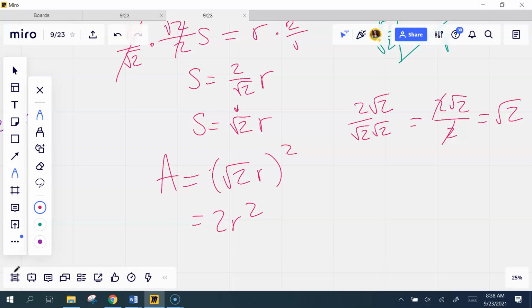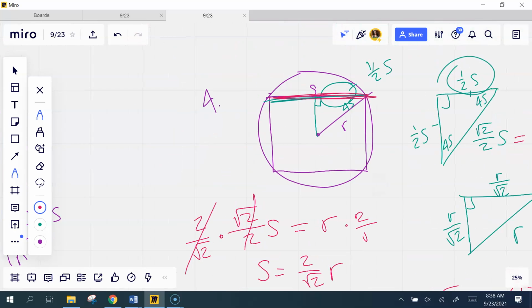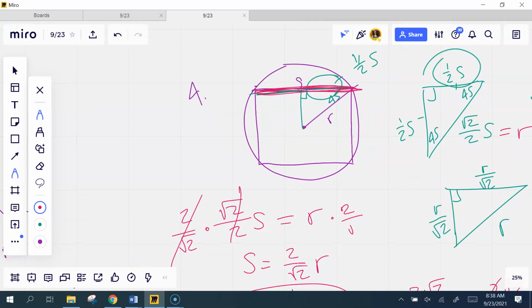Okay, so I found out what s is. That's not the side, that's literally the s. The s is the side length of the square. So if s is the square root of 2r, then that means this side is the square root of 2r, which means to find the area, I multiply the two sides together.